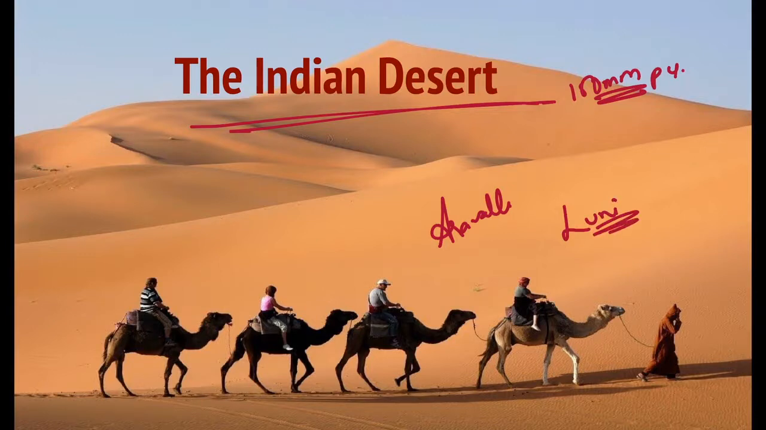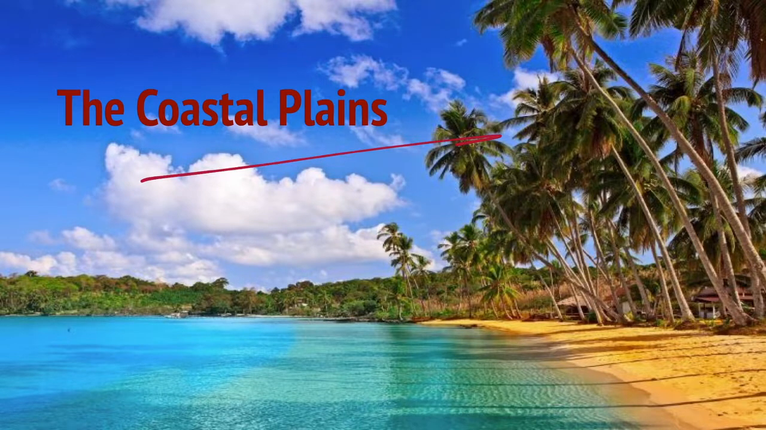Barchans, which are crescent-shaped dunes, cover larger areas, but longitudinal dunes become more prominent near the Indo-Pakistan boundary. The coastal plains. The Peninsular Plateau is flanked by a stretch of narrow coastal strips running along the Arabian Sea on the west and the Bay of Bengal on the east.